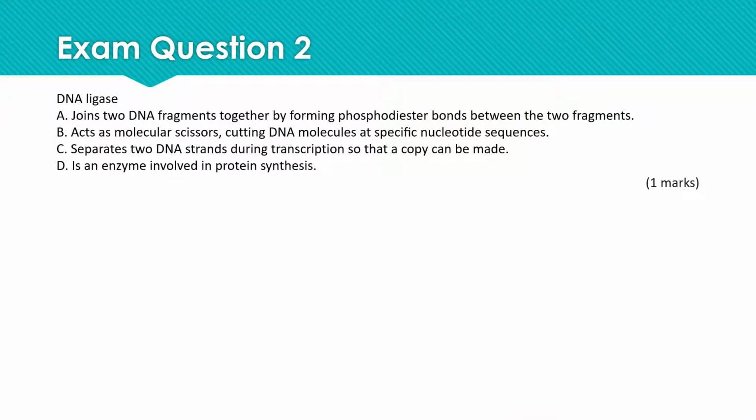Now this brings us to exam question 2. Let's check how well your memory is going. DNA ligase does what? Does it A, join 2 fragments of DNA together by forming phosphodiester bonds between the 2 fragments? B, acts as molecular scissors, cutting DNA molecules at specific nucleotide sequences. C, separates 2 DNA strands during transcription so that a copy can be made. Or D, is an enzyme involved in protein synthesis.